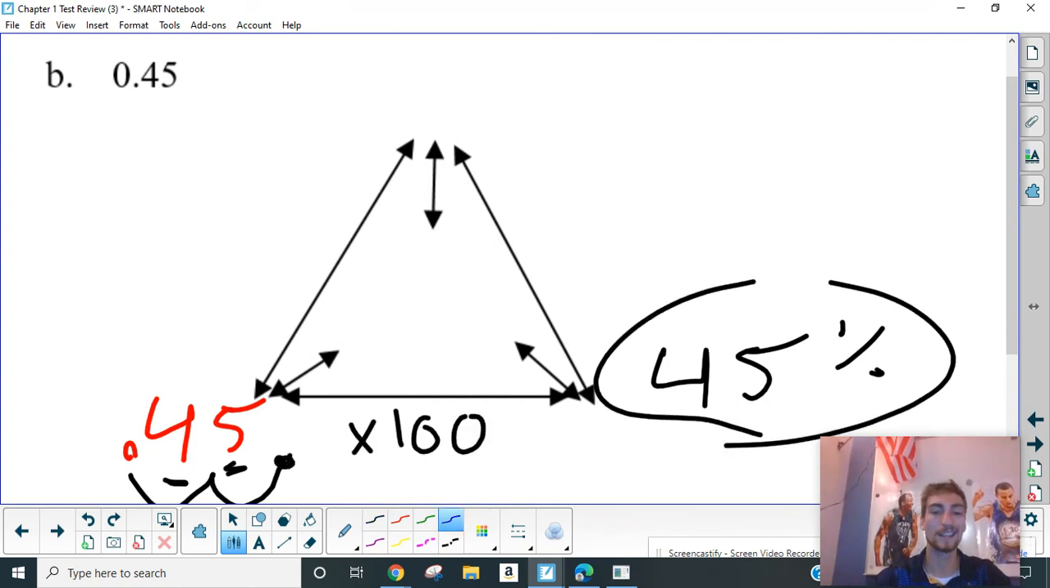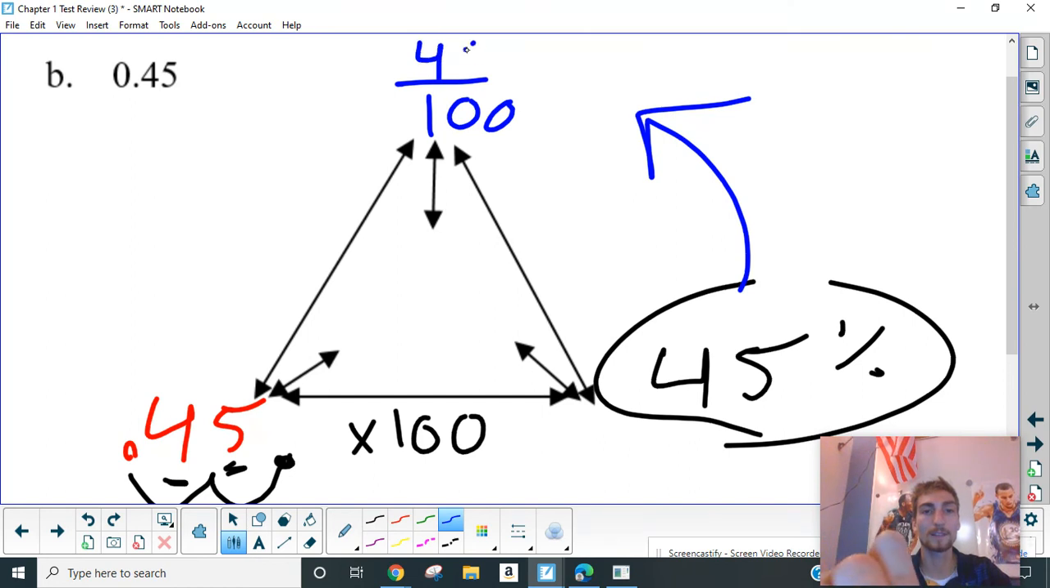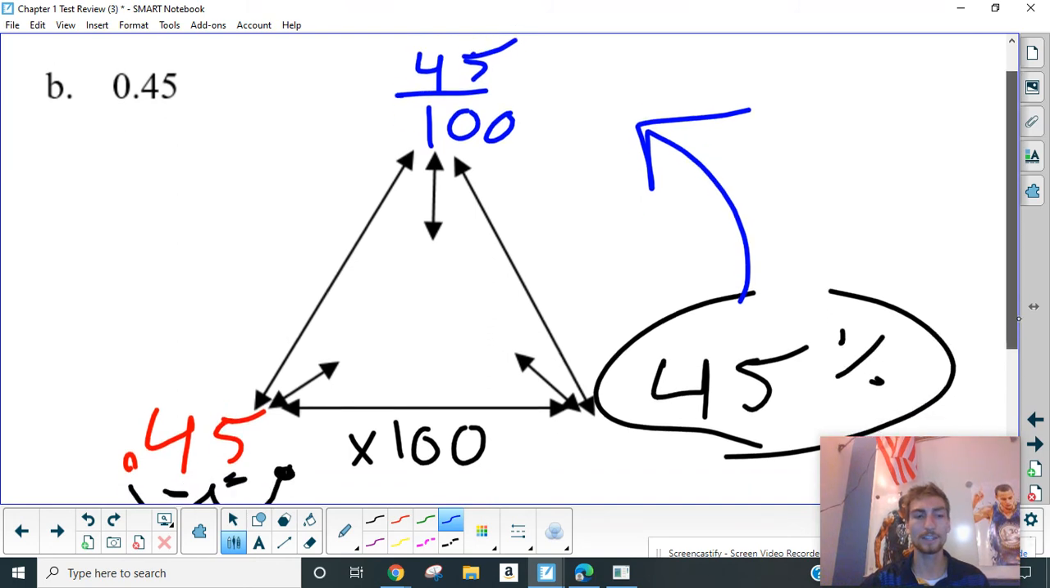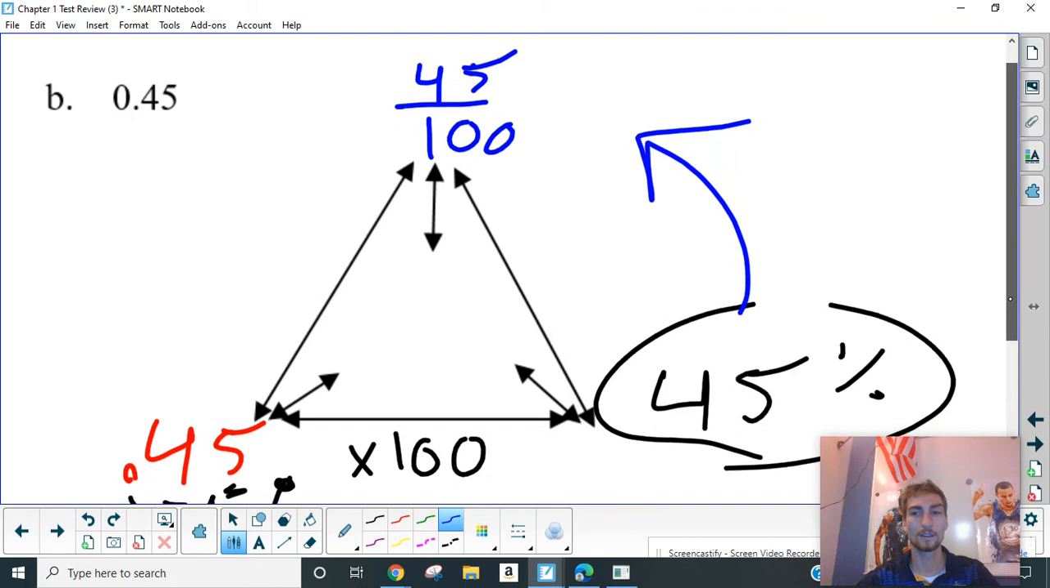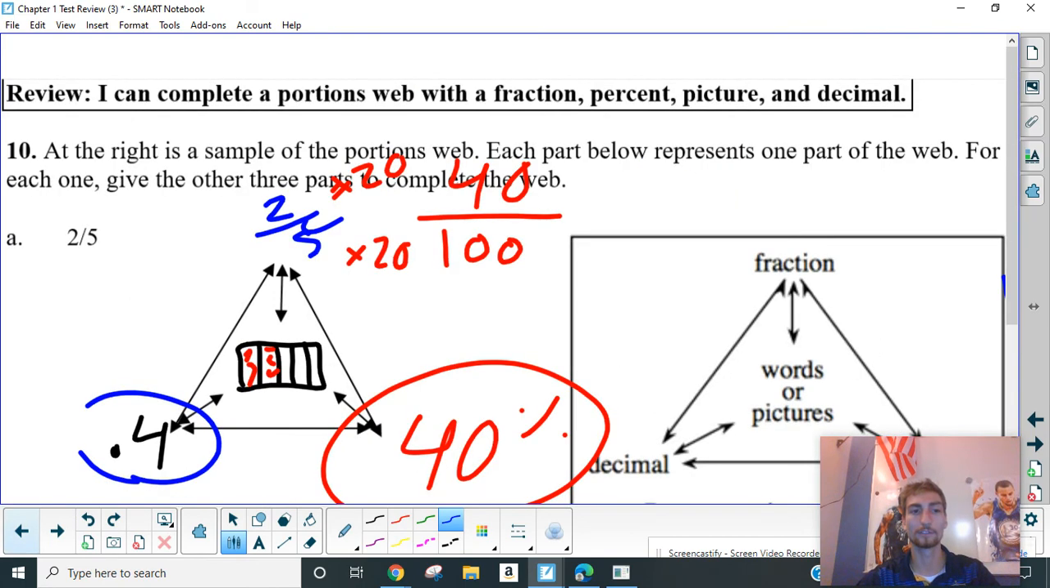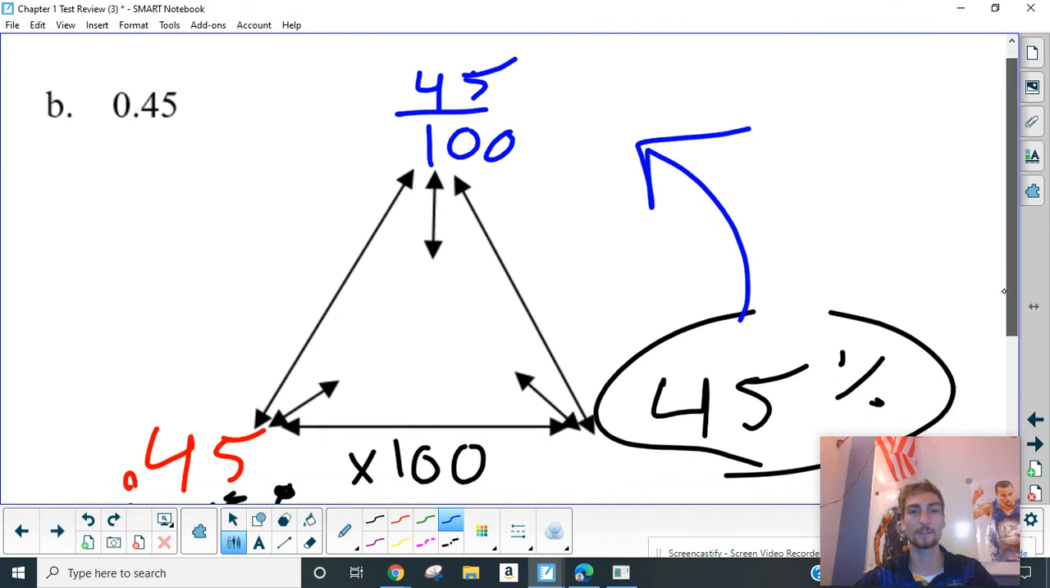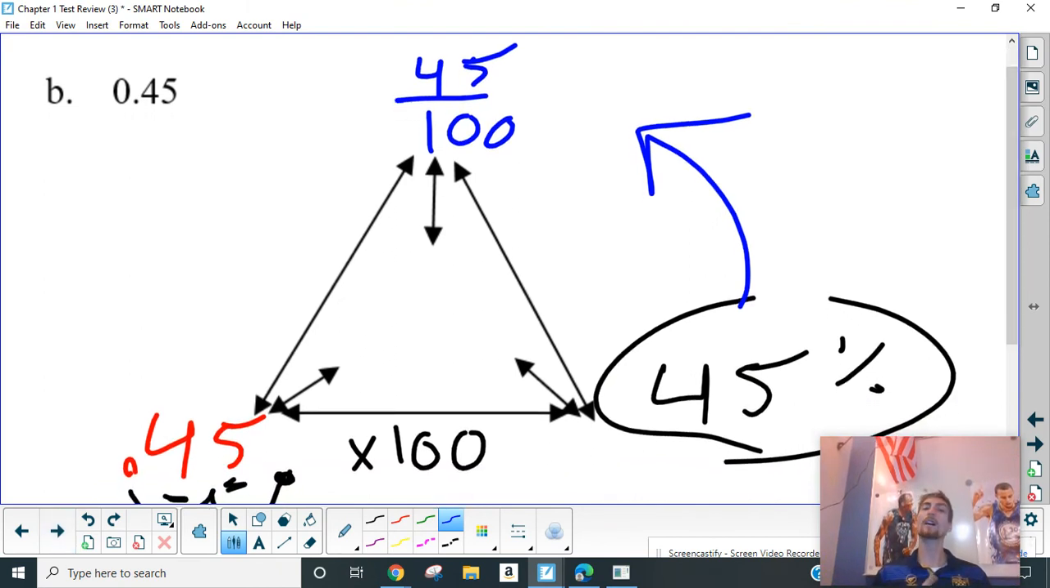And now if I want to make it a fraction, I know that percent means out of 100. And then I just put 45 up on top. Nice. All right, now 45 out of 100. How do I want to represent this? Well, thinking out loud, my last fraction here was 2 over 5. That was a lot easier to draw. This is going to be tough. 45 out of 100. Maybe I could do something to make it easier.